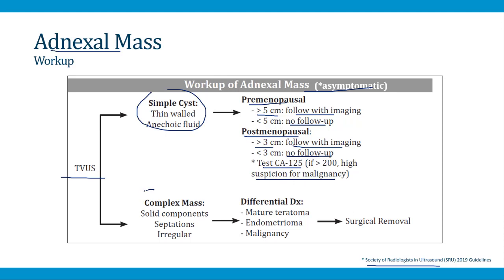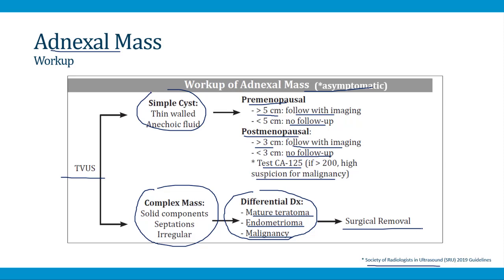And then, like we talked about, complex masses have solid components and septations, and they're irregular in size. The differential diagnosis for this type of finding includes a teratoma, an endometrioma, and a malignancy. And I talk about all of these things in the video on ovarian neoplasia. And in many cases for complex masses, surgical removal is required. And that concludes our module on adnexal masses.